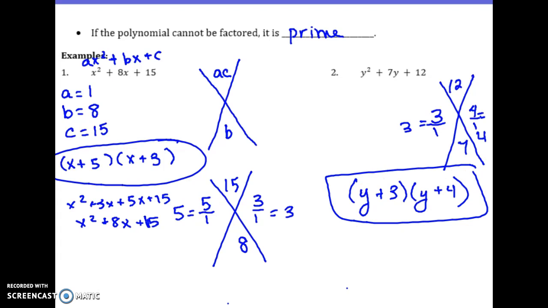And I can always check it by FOILing. So y times y is y squared. My outer is 4y, inner 3y, so that becomes 7y, and then 3 times 4 is 12.